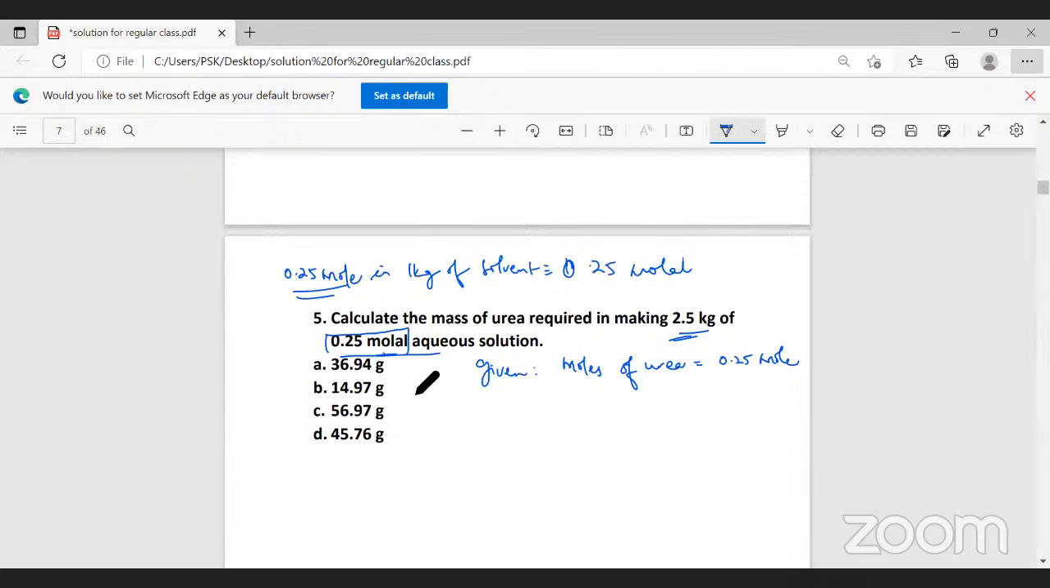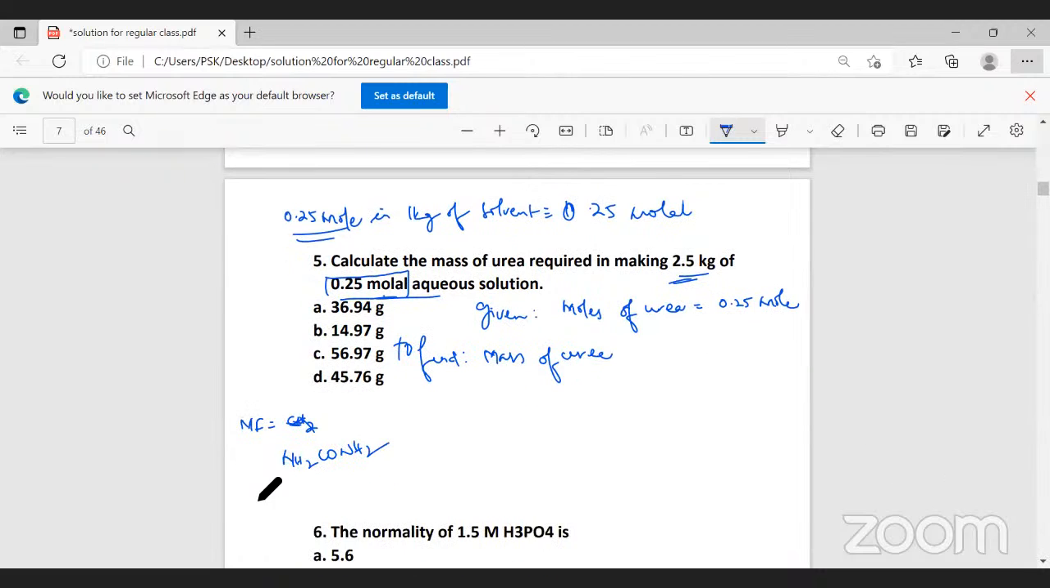Now what are we supposed to find? They're asking you to calculate the mass of urea required. So what we have to find is the mass of urea. You should know the molecular formula of urea. What's the molecular formula of urea? NH2CONH2. This is the molecular formula of urea.